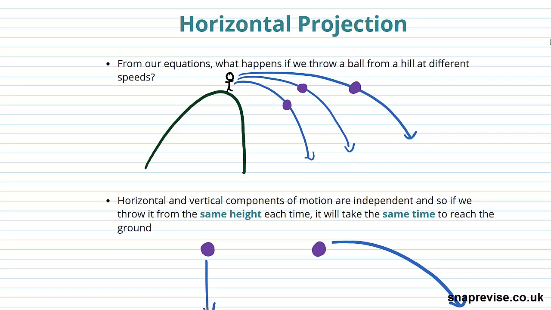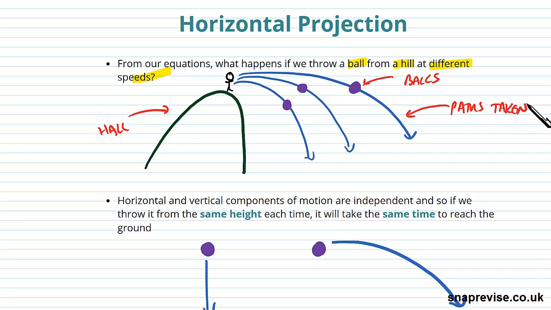Horizontal projection is a bit more interesting. So we're going to ask ourselves, what happens if we throw a ball from a hill at different speeds? And I've done an illustration of that here. We can see these are our balls, this is a hill, and these are the paths taken. We're going to ask ourselves, what happens?